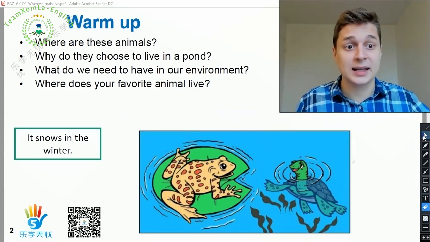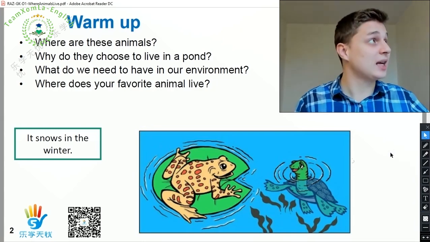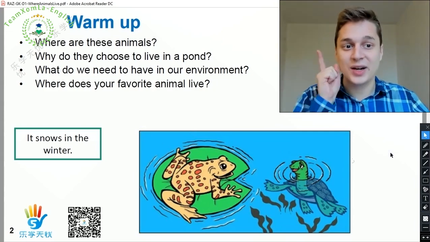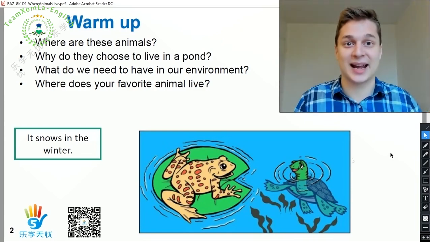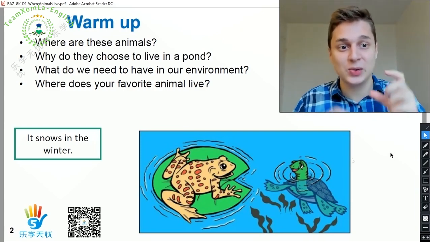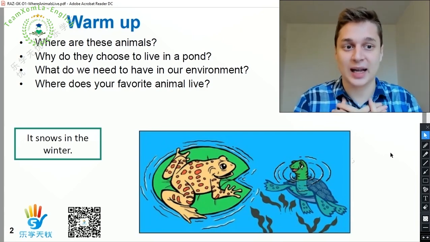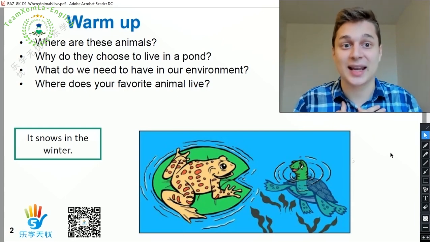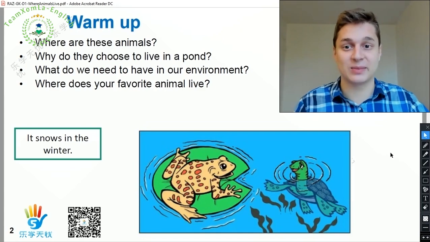Alright guys, that's just one environment where animals like to live. But animals live everywhere around the planet. Where does your favorite animal live? What is your favorite animal? The animal that you love best. My favorite animal is the tiger. Tigers live in the rainforest. That's one place where many animals live.